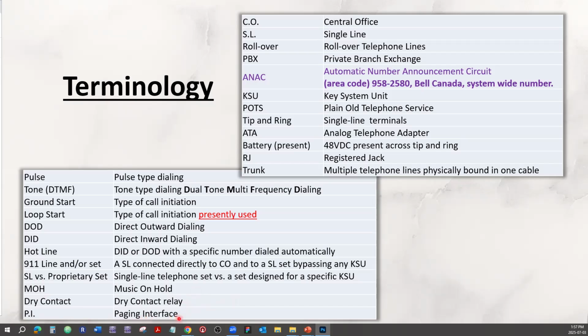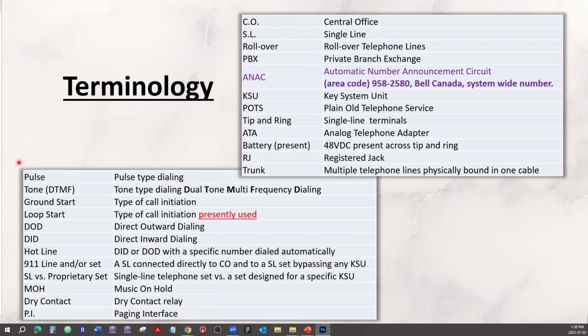We went over that. Not going to repeat that. We're already familiar with this type of device's existence. CO, central office, we talked about that. SL stands for single line, usually referred to as POTS. And you can have SL sets, an SL telephone set, which means a telephone set that understands POTS. Rollover. Rollover goes quite often with the ELEC number.